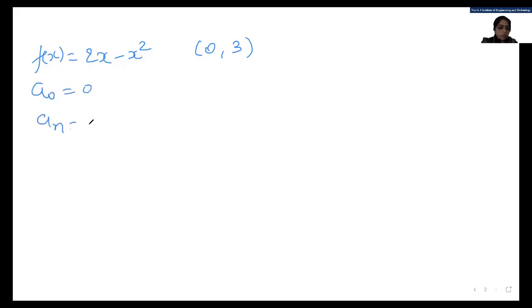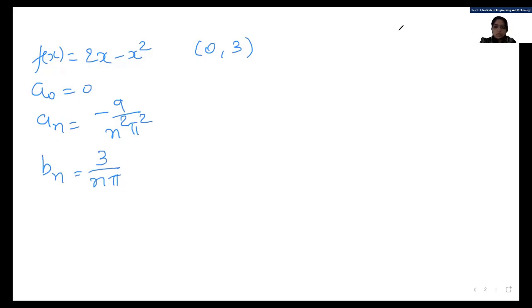For 2x minus x square, f of x is 2x minus x square, right? Your period is 0 to 3. And what is the value of a0? Yes, very good, Dev. a0 is 0, right? Then what about an? Your an is, as I know, minus 9 upon n square pi square. And your bn is 3 upon n pi.